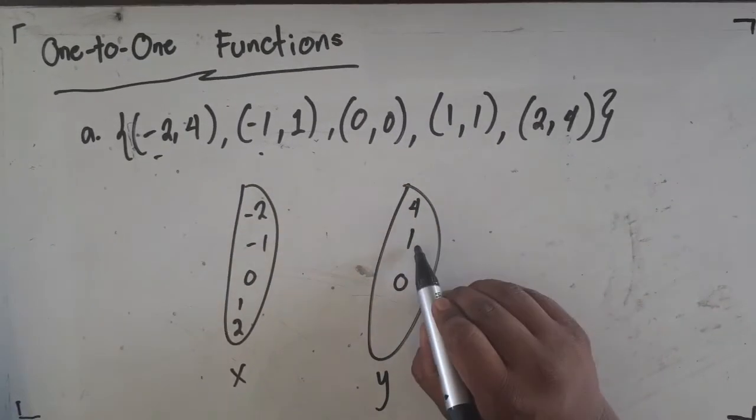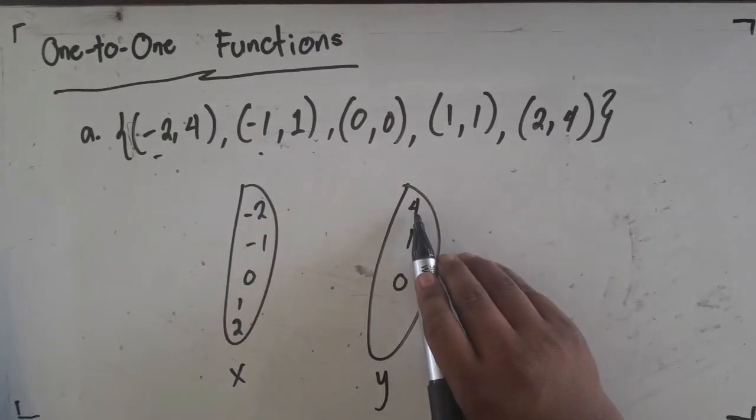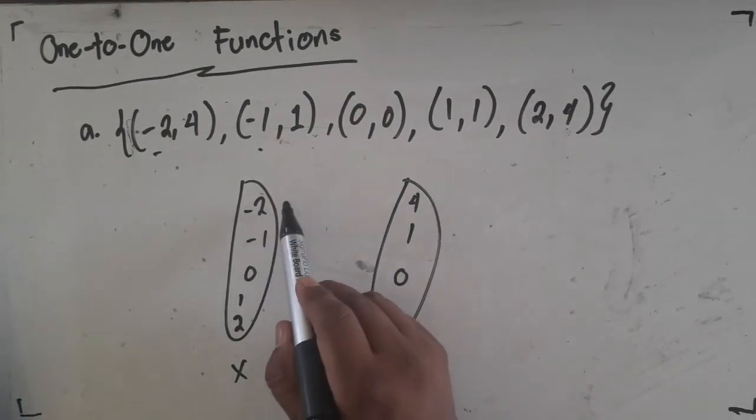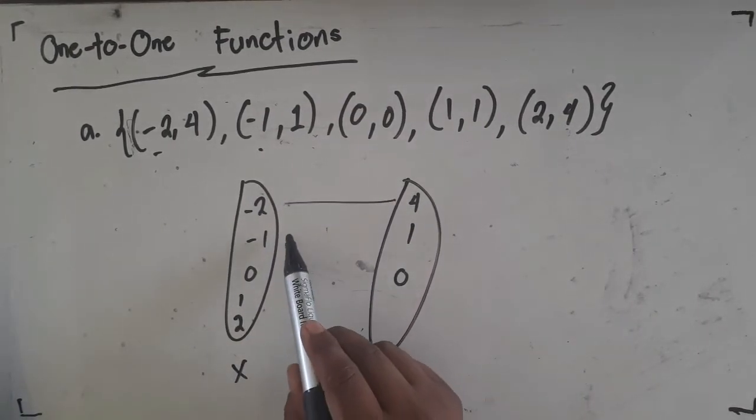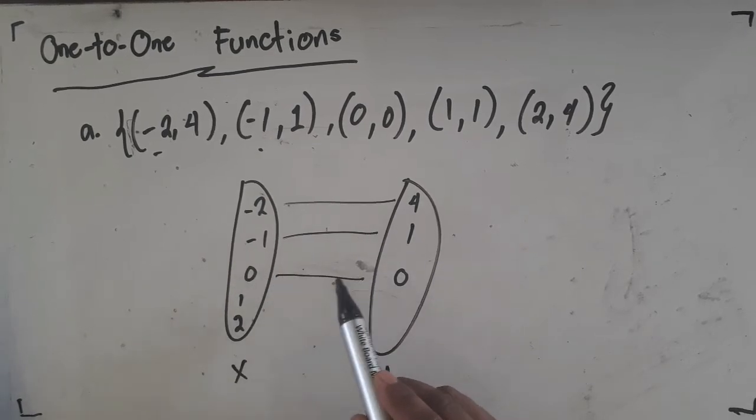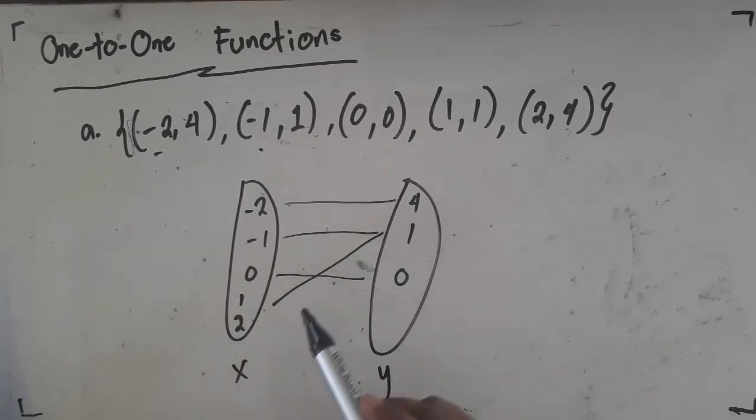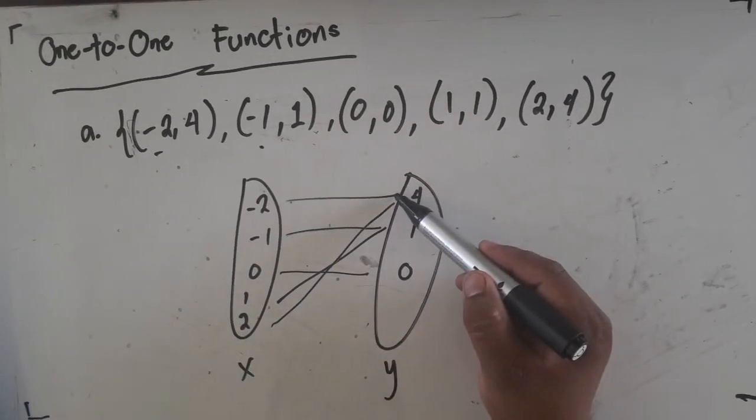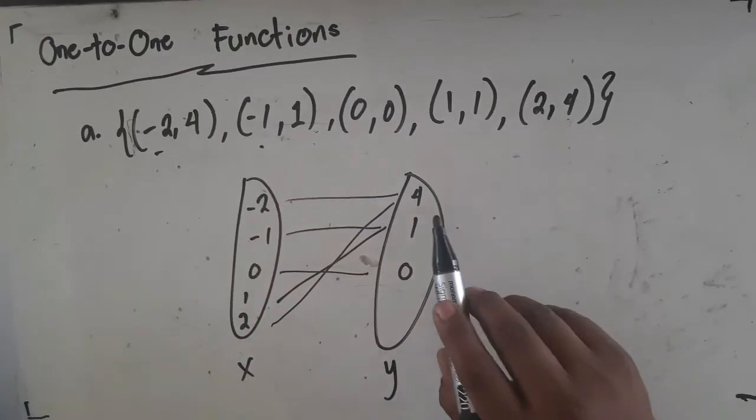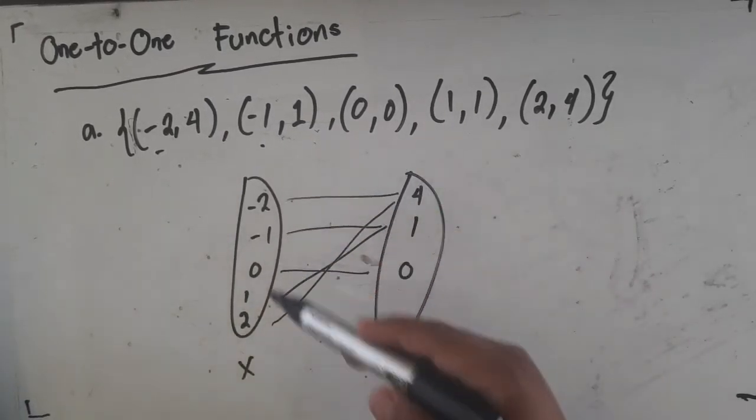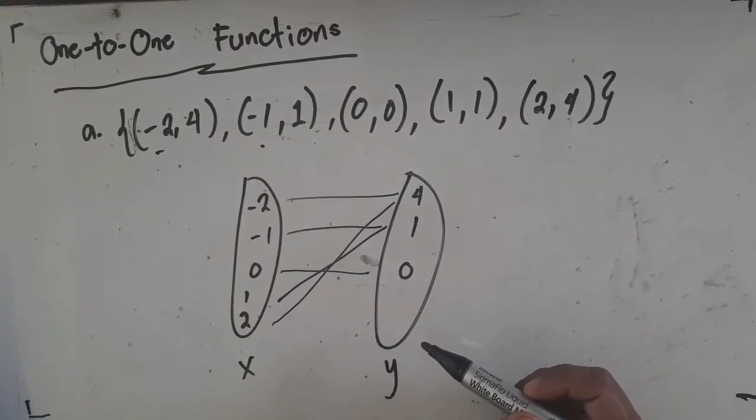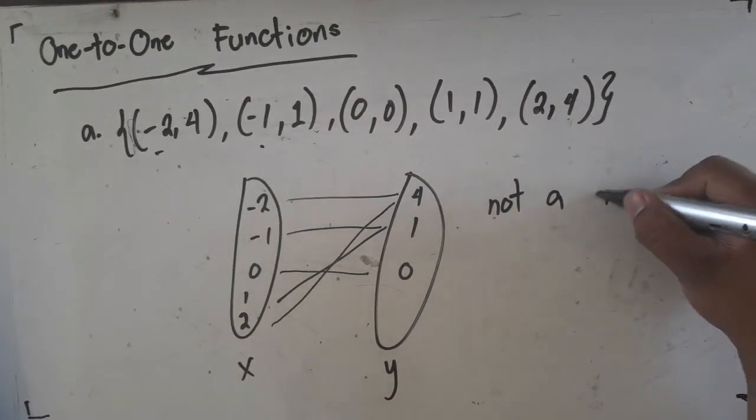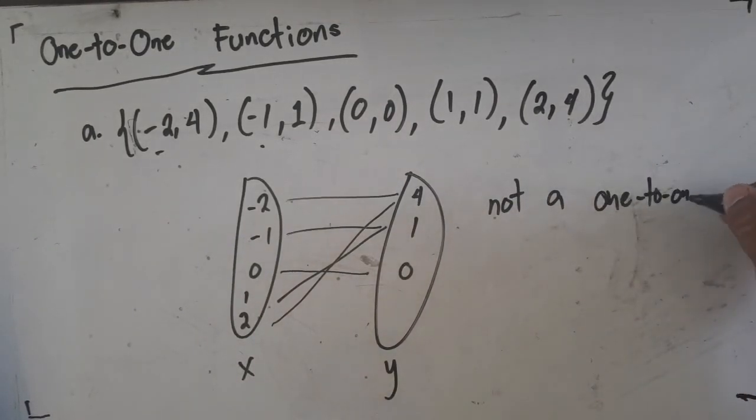We already wrote the 1 earlier, no need to write it again, and also 4. These are your range. This time, let's plot. Negative 2 goes to 4. Negative 1 goes to 1. 0 goes to 0. 1 goes to 1. And 2 goes to 4. As you notice, given this illustration, it is not one-to-one. Or this is not a one-to-one function.